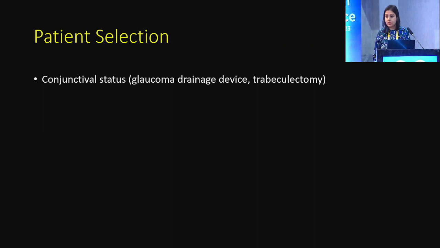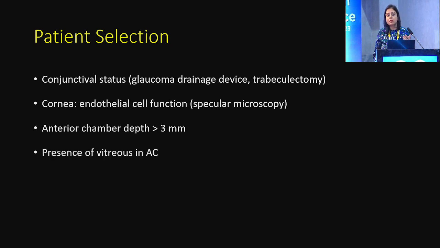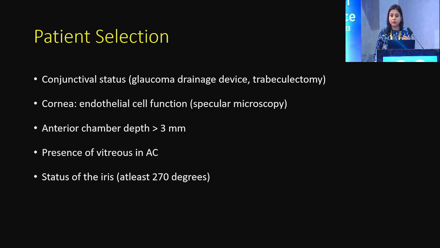So when we are looking at our patients, we need to examine the conjunctival status. If the patient has a glaucoma drainage device or trabeculectomy, we might need to change our incision to temporal. Specular microscopy pre-op is a part of workup for these cases. We need to look at the endothelial cell function and a good anterior chamber depth of more than 3 millimeters. It is important to note the presence of vitreous in the anterior chamber and plan our surgery accordingly. An important caveat for these lenses is the status of the iris, and we need to have an intact iris of at least 270 degrees to be able to enclavate them successfully. If there are large iris defects, this might not be an ideal option.